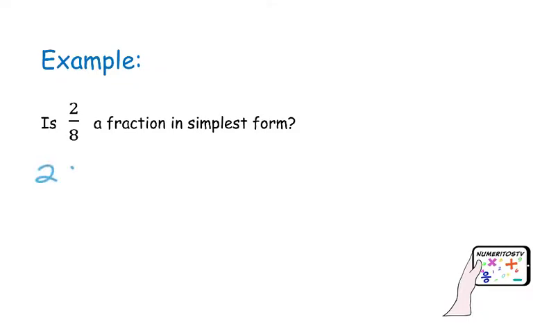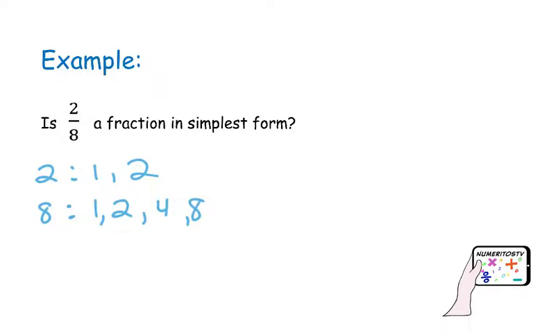So 2 only has two factors, 1 and 2. 1 times 2 is 2. 8, well, we already know that 1 and 8, remember that these factors come in pairs. So 1 and 8 are factors of 8. 1 times 8 equals 8. And how do we know if it has other factors? Well, 8 is an even number, so for sure it's divisible by 2. 2 times 4, so 4 will be another factor. 2 times 4 is 8, so 4 is also considered a factor.